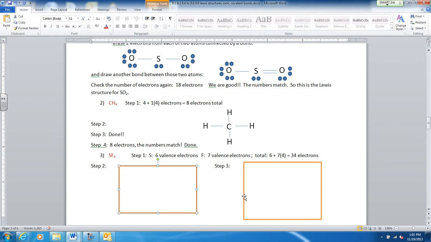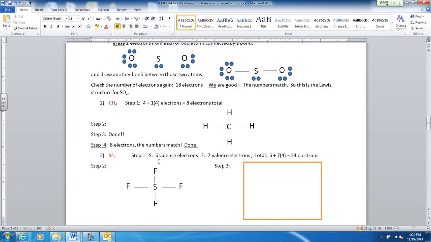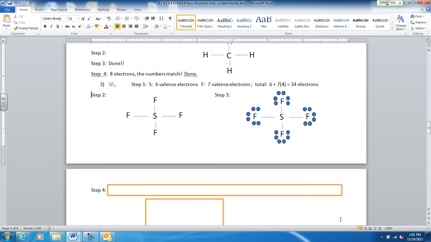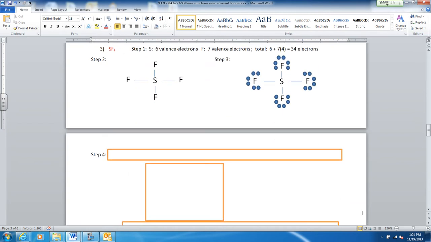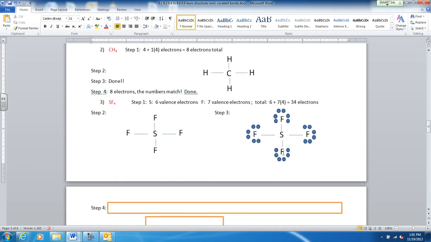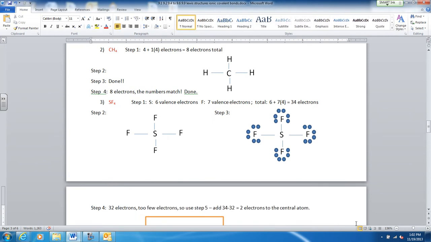Let's set up our backbone. Sulfur goes in the middle, fluorine's on the outside. Fill in our octets. And you can pause this and do it on your own. There's our octets. Now we're going to check if we match. So if we add these all up, you'll find that there's 32, but we need 34. So we have a problem.